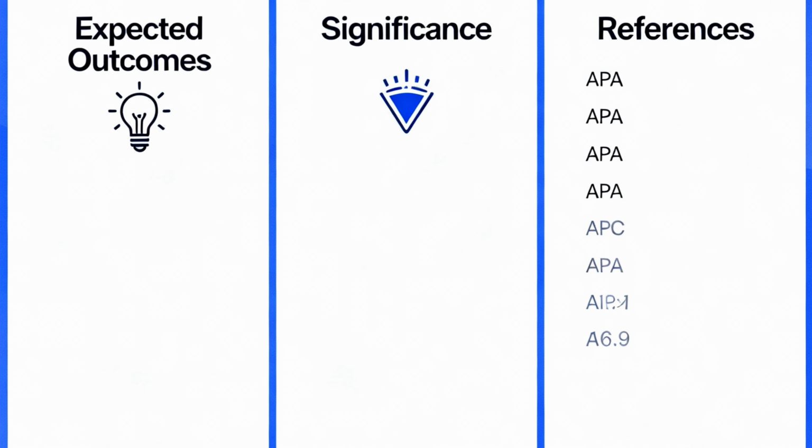Almost there. What are the expected outcomes of your project? What do you anticipate discovering or creating? This ties back to your objectives. Then discuss the significance of your work. Why is your project important? What contribution will it make to your field or to the broader community?